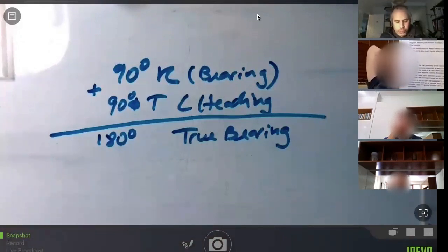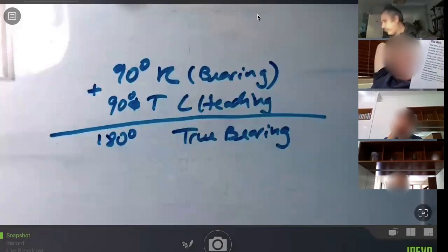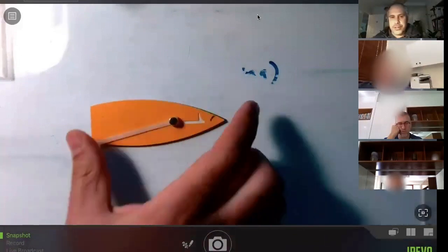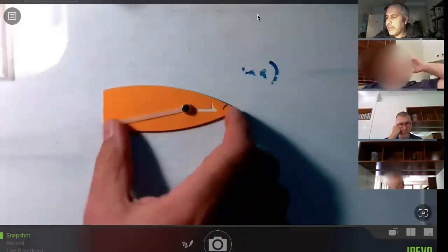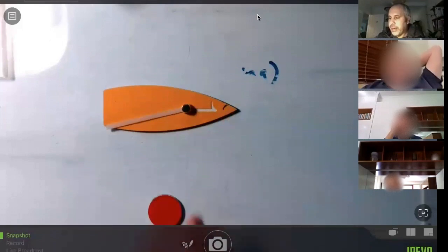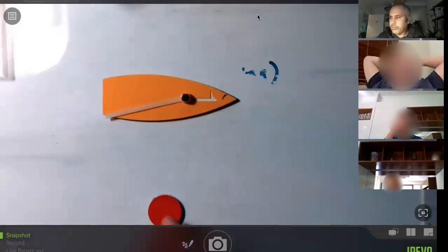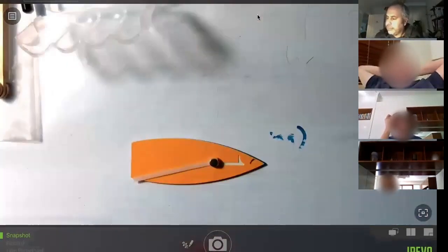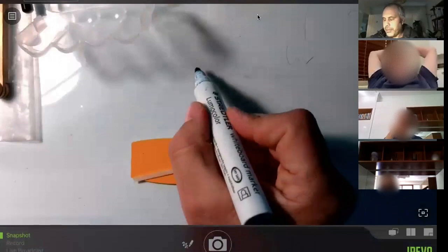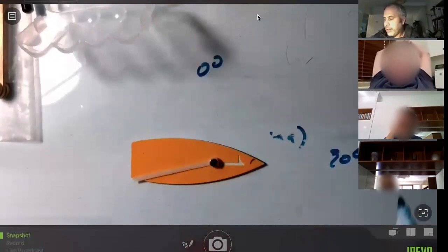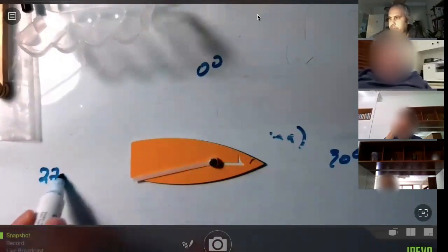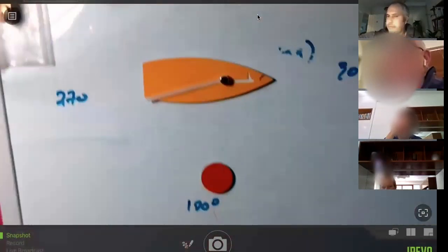If I can put a picture, which will make a lot more sense, hopefully. Here's my boat. My true heading is 90 degrees, as you can see here. And the relative bearing of the object is 90 degrees, yeah? So if I draw up a compass, this is going to be 0 degrees, this is going to be 90, this is going to be 180, and this is going to be 270.